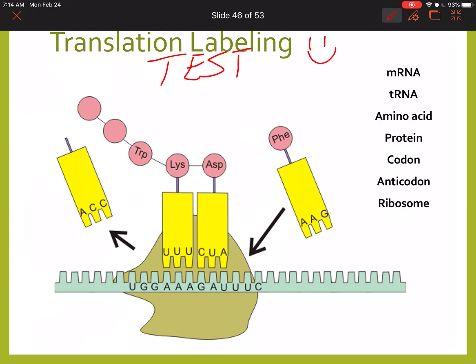Okay, so we have a whole list of things. Ooh, that's going to be a lot of points. A whole list of things that we need to label on this figure. So let's start with, I don't want to go in order here, let's start with the location. Translation occurs in the ribosome.